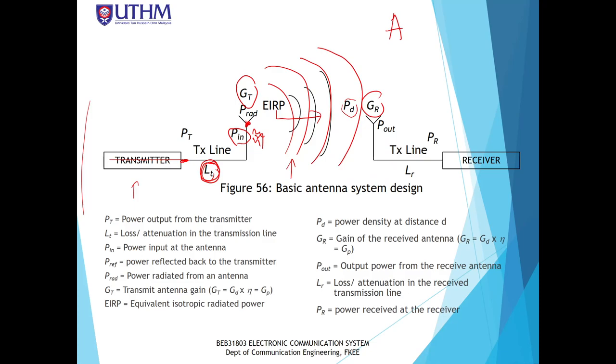Okay, you see that tadi. So, at the receiver, we have a gain of the receiving antenna. And then, the power output from the receiving antenna is what we call as a P out. So, this P out goes through the transmission line where we're going to have another losses, LR.